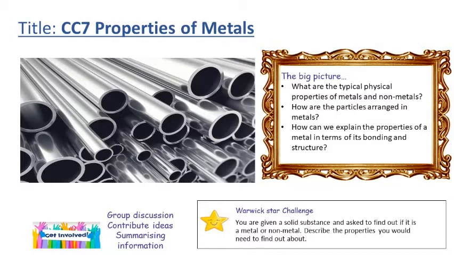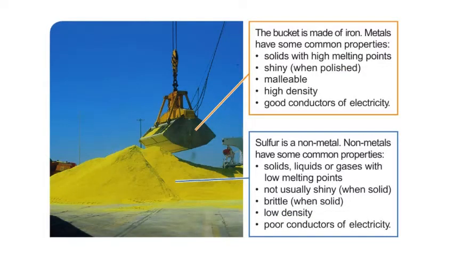So first of all, let's have a little think about the common properties of metals. These are the things you need to be able to recall and remember. The common properties of metals are that they are normally solids with a high melting point. So metals tend to have to be heated quite a lot in order for them to melt. They tend to have a shiny surface, especially when polished. They're normally what we call malleable, and we'll talk about what that means in a minute.